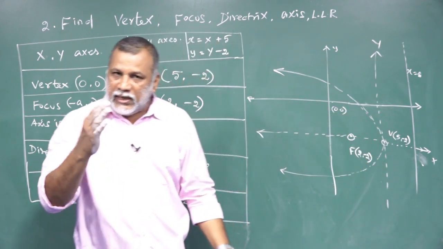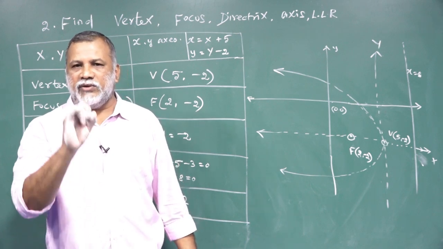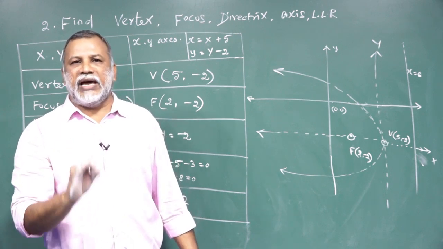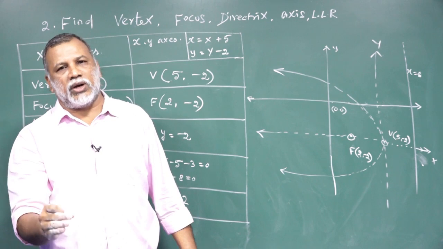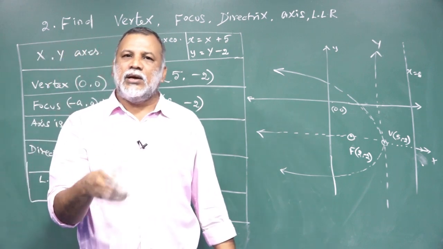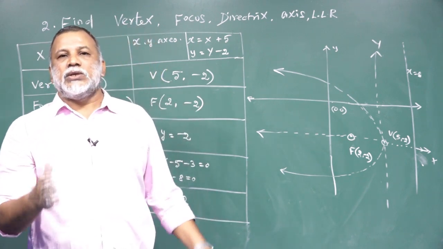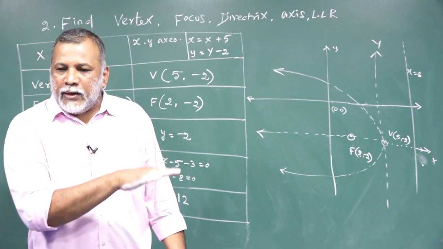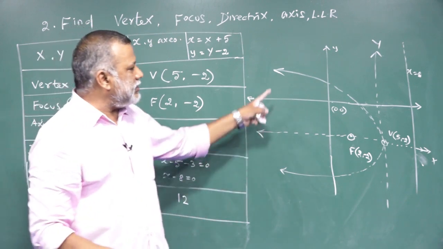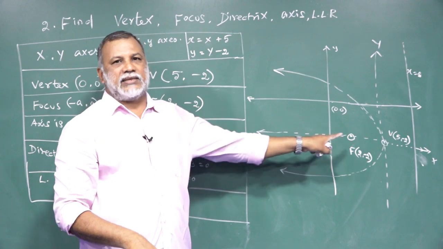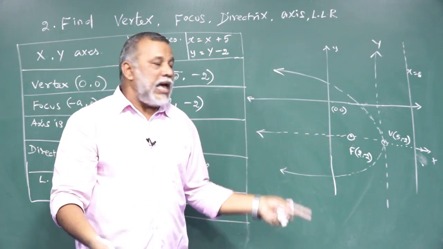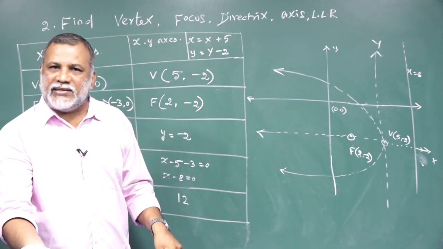So dear students, understand the concept. What is the meaning of vertex? What is the meaning of directrix? What is the meaning of focus? What is the meaning of axis? What is the meaning of latus rectum? So everyone should understand the basic definitions. Then this diagram is symmetrical about the x-axis. Already we discussed it. The axis of symmetry is called the axis of the parabola.